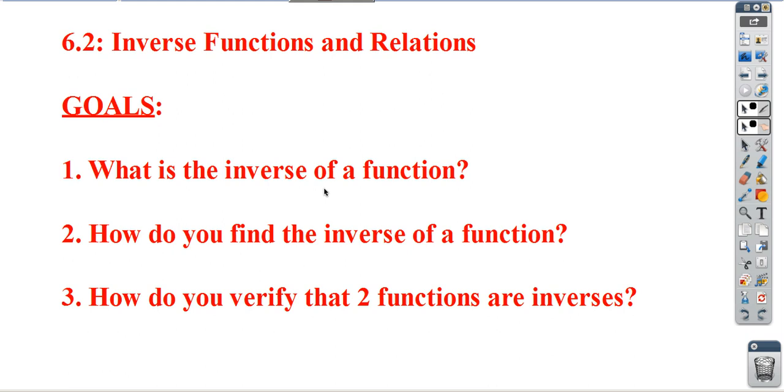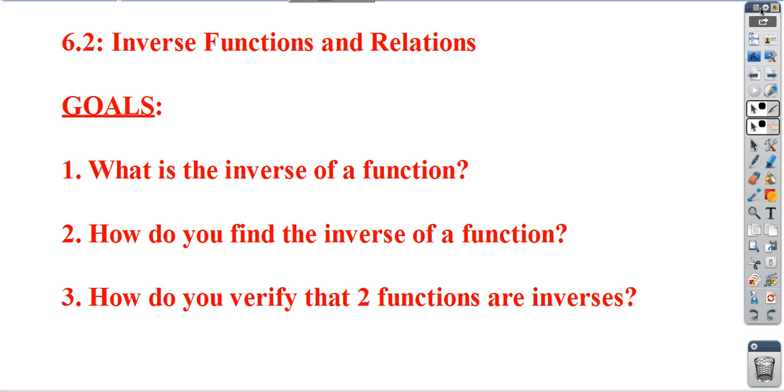Alright, so section 6.2 is on dealing with what are called inverse functions, and we want to do three things. Number one, answer the question, what is the inverse of a function? Obviously you can't do much with it if we don't know what it is. So what is the inverse of a function? How do you find the inverse of a function? How do you verify that two functions are inverses of each other? Those are our three tasks.